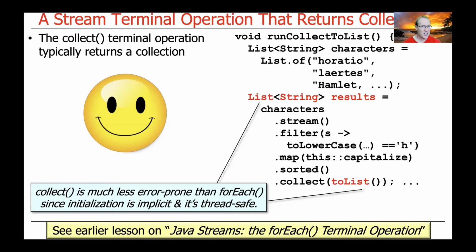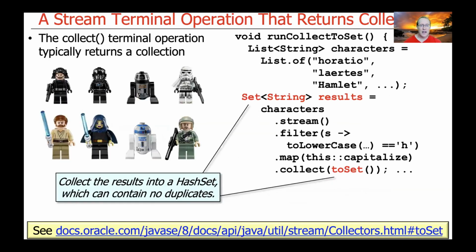So the initialization is implicit. You don't have to allocate the memory yourself. And it's also thread safe. It'll work for both parallel and sequential streams without any changes in the user code if you do things right. So definitely go with that instead of using forEach with side effects that store into collections.